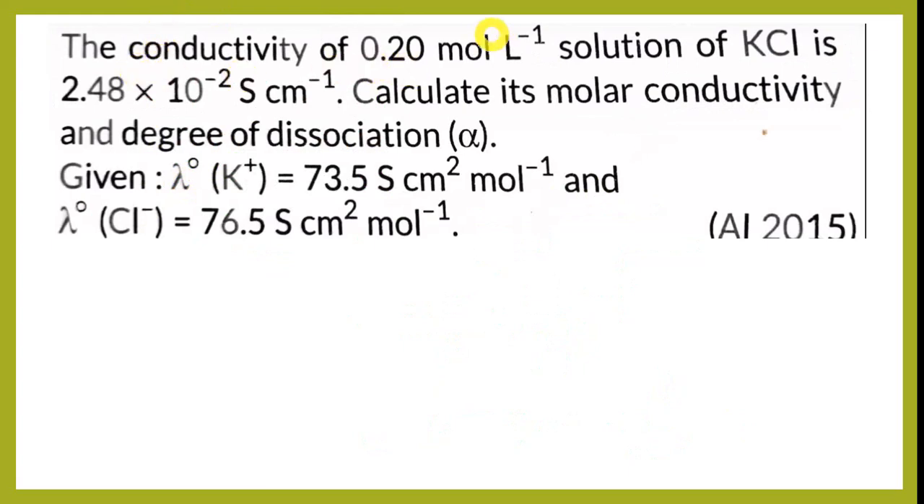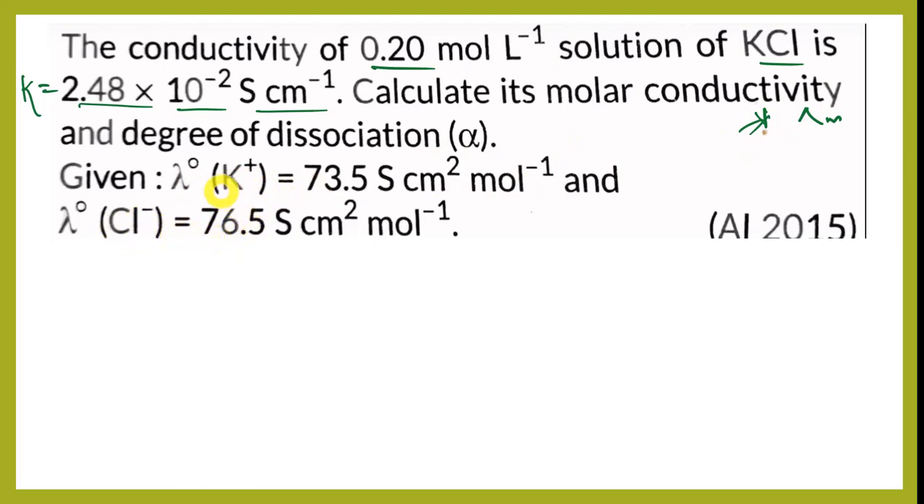The conductivity of a 0.2 mole per liter solution of KCl is 2.48 into 10 to the power of minus 2 Siemens per centimeter, so that is the value of kappa, right? Calculate its molar conductivity and degree of dissociation. So what they have given are the values of lambda naught of K plus and lambda naught of Cl minus, so we can work it out.